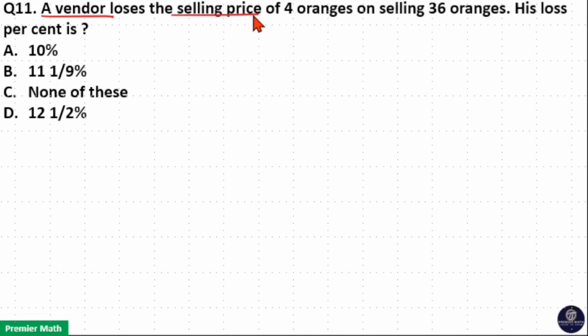A vendor loses selling price of 4 oranges on selling 36 oranges. His loss percent is? Here, when this person sells 36 oranges, he loses selling price of 4 oranges. Which means total cost price here is equal to cost price of 36 oranges, which is equal to total sell price plus total loss, which is 36 plus 4. That is sell price of 40 oranges.